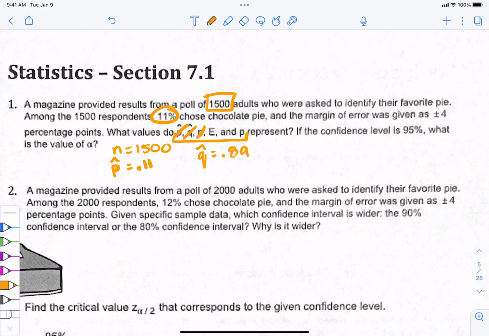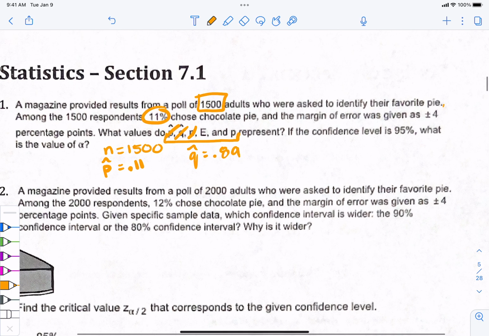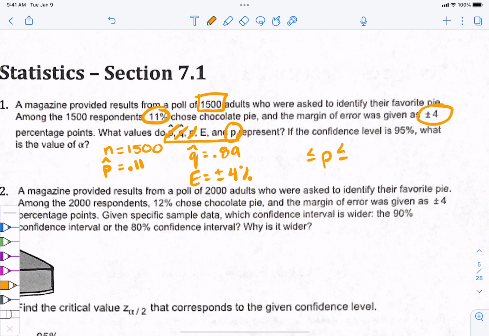All right, E. The margin of error was 4%, or plus minus 4%. So E, we'll just say is plus minus 4%. Then they're saying find P. P is the population, and we don't have a definitive number for P, right? We're going to use a range. So if 11% like chocolate pie, and we know we could be off by 4%, that switches it from 11% to somewhere in between 7 and 15, right? Okay. So 0.07 and 0.15.